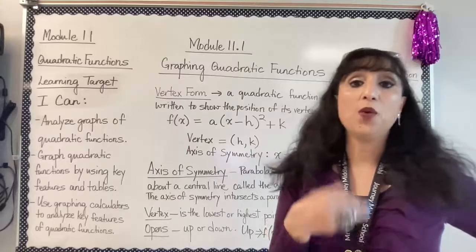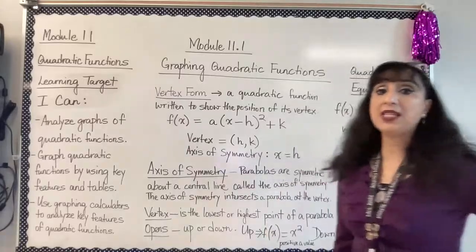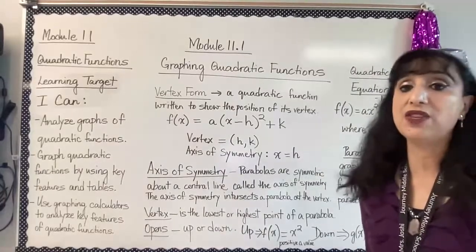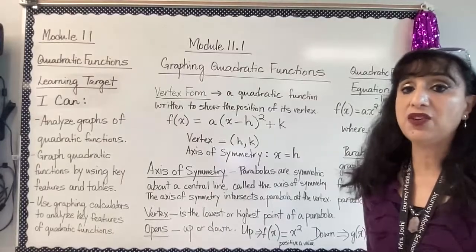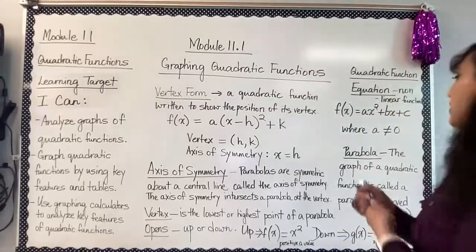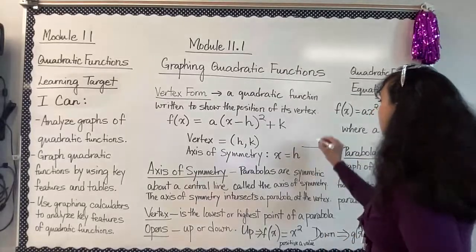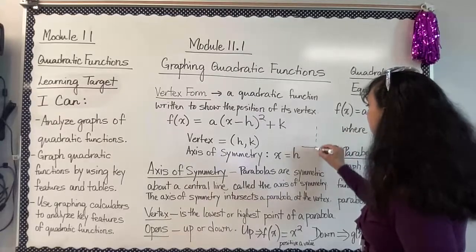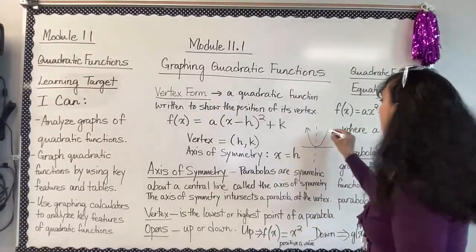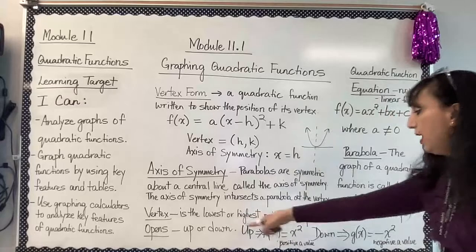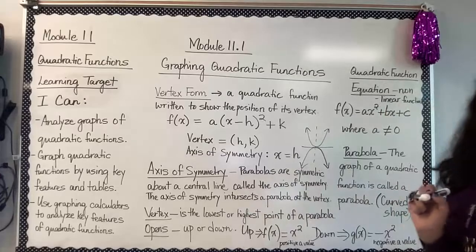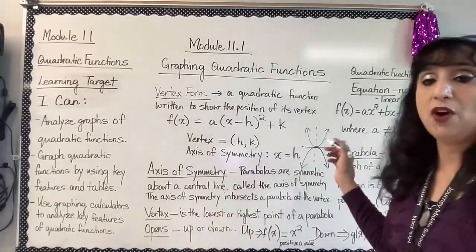All right, so let's talk about what the axis of symmetry is. Parabolas are symmetric about a central line called the axis of symmetry, and the axis of symmetry intersects a parabola at the vertex. It might be going this way, and so both sides are going to be symmetric. It can be curved up, or it can open down. So it can open up or it can open down.